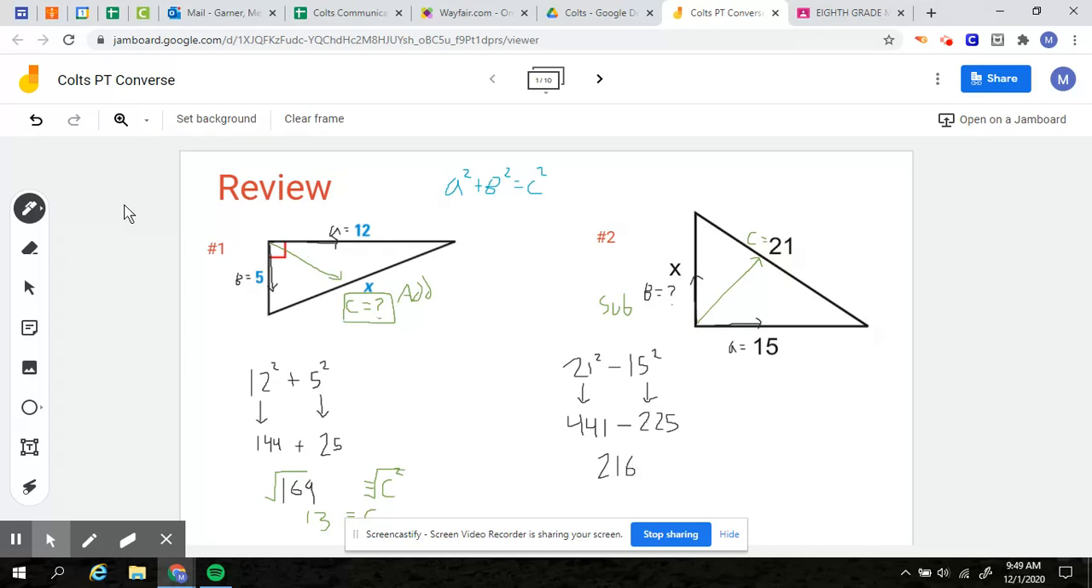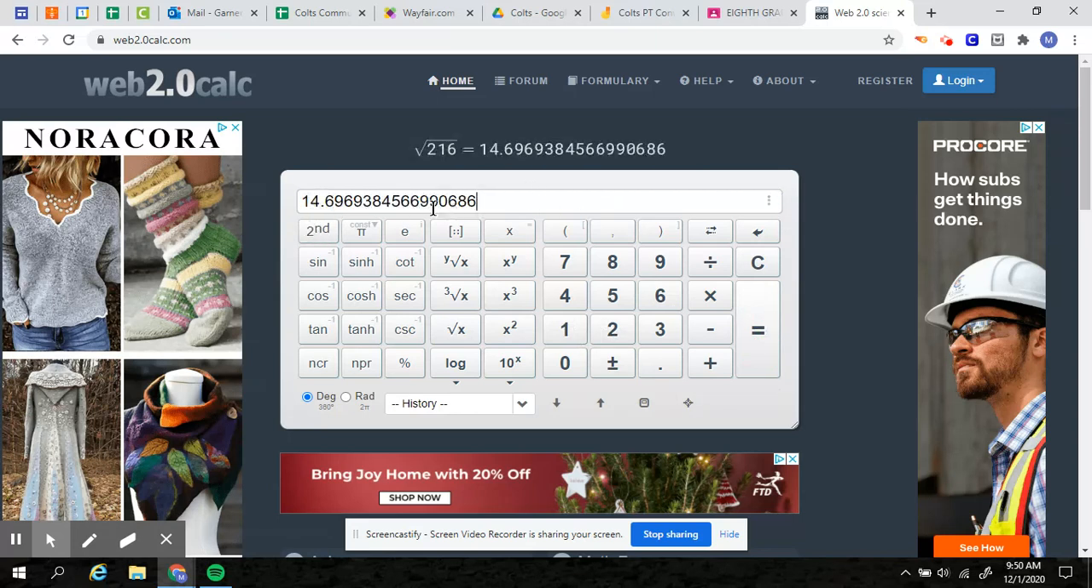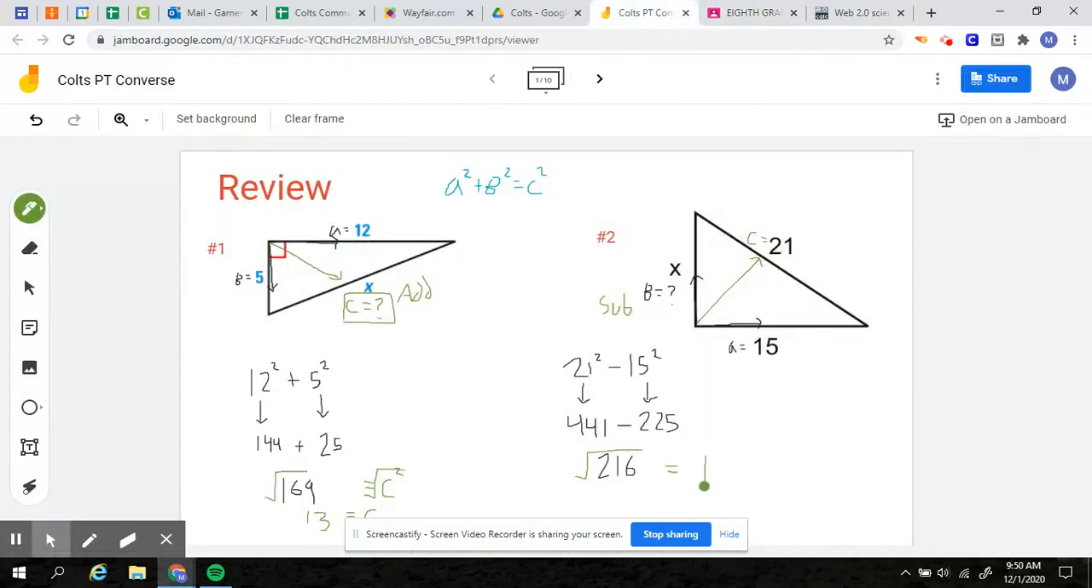Same thing as last time. We have to take the square root as our final step. So we're going to take the square root of 216. So I'm going to open up that Web 2.0 calculator. And remember, the square root is that one that has a check mark there. It looks like a check mark with an X. So the square root of 216 equals, you see it's this big long decimal. Remember, you can stop after the thousands place. So after 3 numbers after the decimal. So 14.698. Or sorry, 14.696. And remember, we are solving for the leg, so this is actually going to equal B.